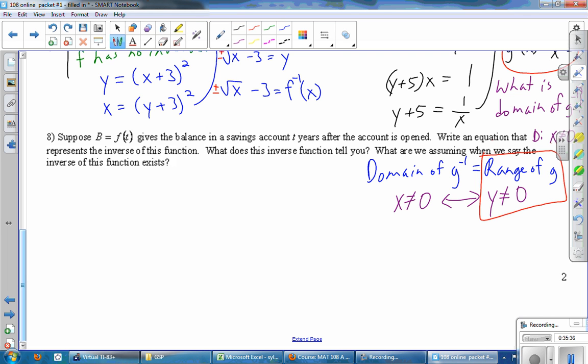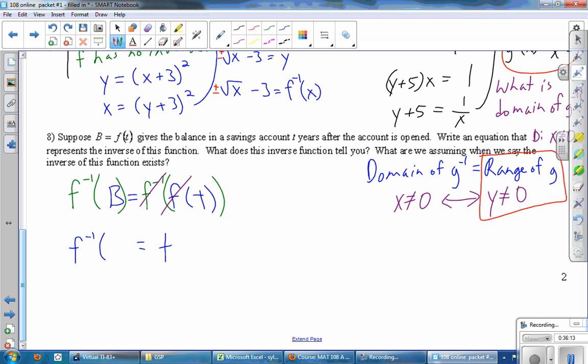Okay, so first we can write the equation. I'll write this equation here. I'll leave a little space. What we're going to do is essentially take f inverse of both sides. Kind of like adding 7 to both sides. That's legitimate to do. It's also legitimate to take the inverse of both sides. And when you do that, good things happen. F inverse of f cancels, and you're just left with t. So the formula that we have here is t equals f inverse of B. So that's a formula for the inverse function.